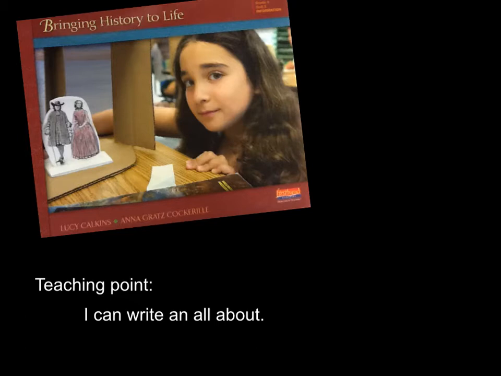So writers, today your goal is to write an all about. We can leave the example and those 3 reminders up on the board for you to take a look at as you work.